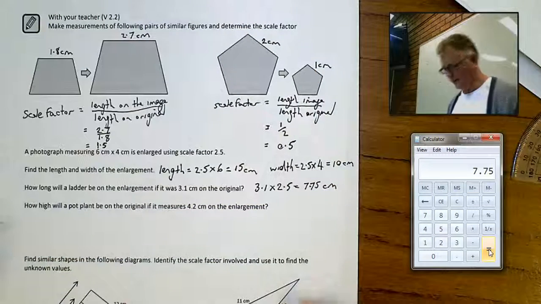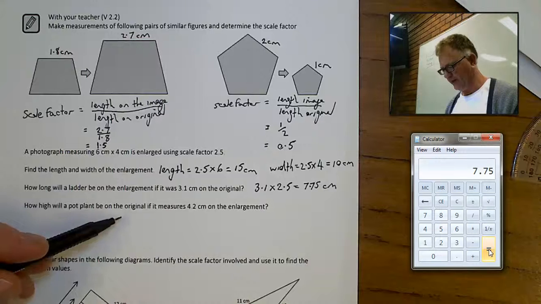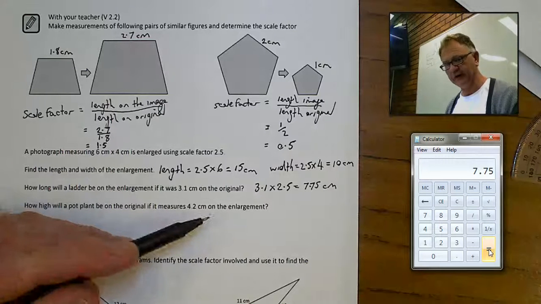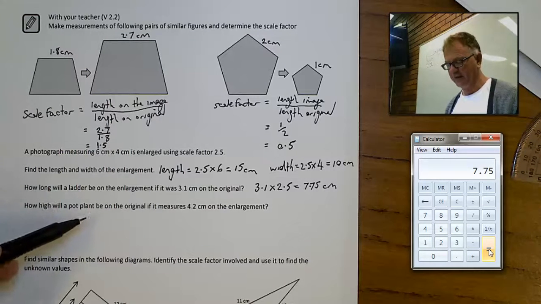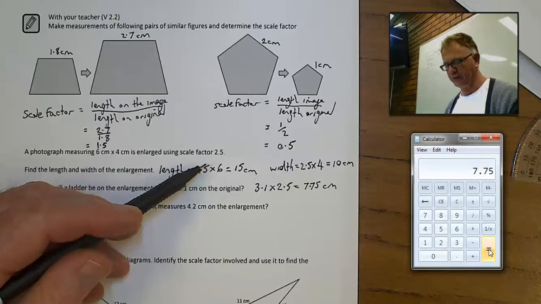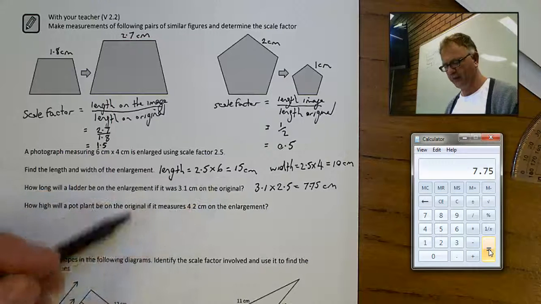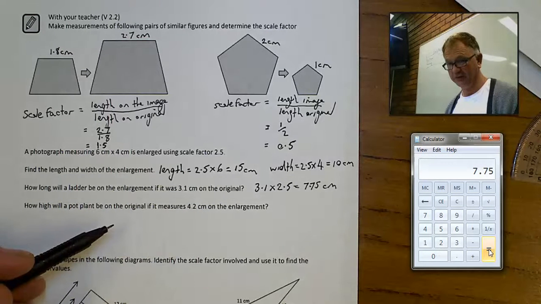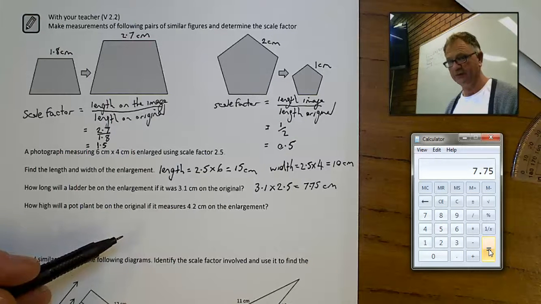Now this is a little bit trickier. How high will a pot plant be on the original if it measured 4.2 on the enlargement? This time we've gone the other way. So it's going to be smaller on the original, obviously, than what it was on the enlargement. Now, if the scale factor that we used for enlargement was 2.5, and we multiplied by that factor to get the size on the enlargement, if we want to go from the enlargement back to the original, we're going to have to do the opposite of multiplying by 2.5, which is dividing by 2.5.